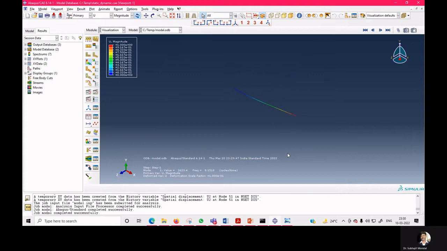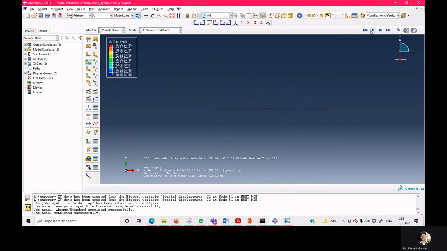8.15 Hz. So this is the first mode. The second mode shape has a frequency of 14 Hz. The third one is 51 Hz, the fourth one is 142.78 Hz, and the fifth mode is 251.88 Hz.